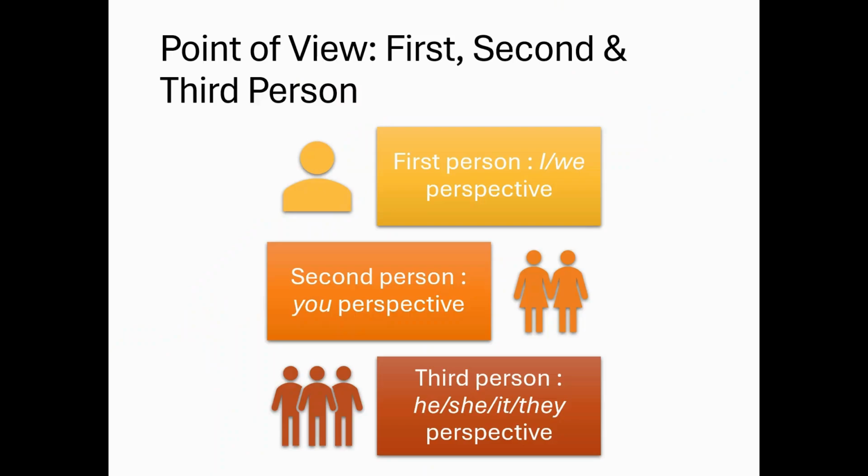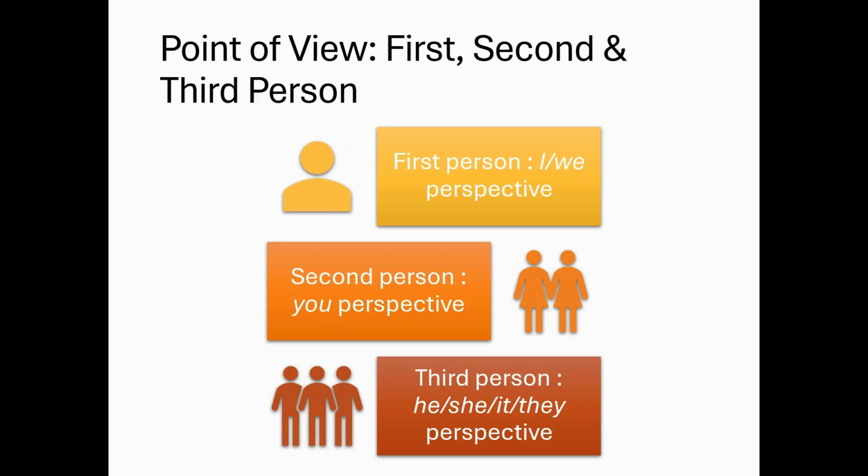So what is first, second, or third person? Well, this is what we call the point of view. So it's whether you're using words like I, we, you, or he or she. So to be clear, the first person is the I or the we perspective. So I went shopping. The second person is when you're talking about another person. So it is the you perspective.